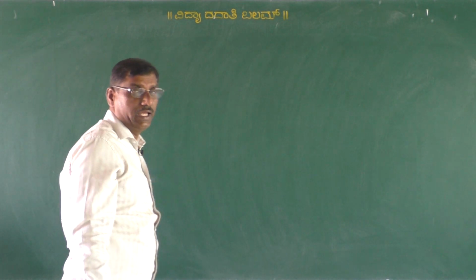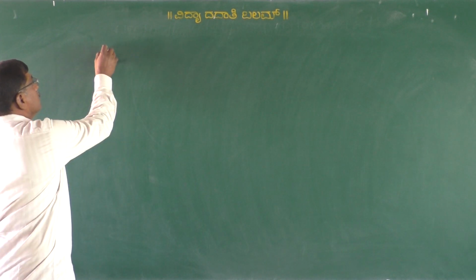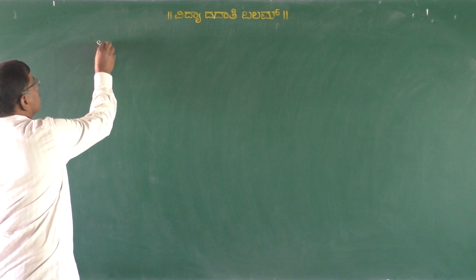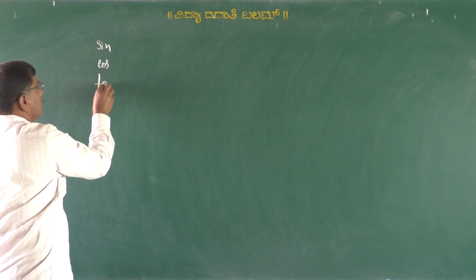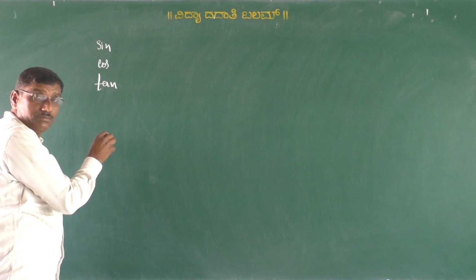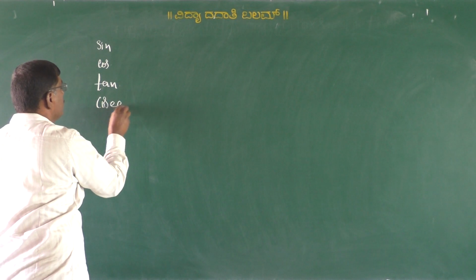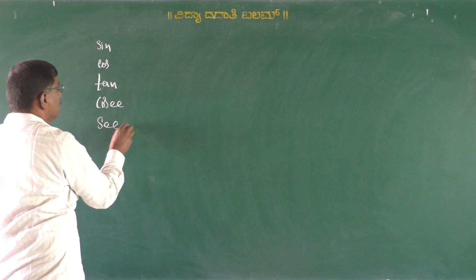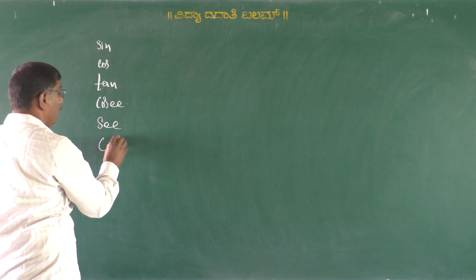How, sir? See here, my dear students. First we have to write sine, cos, tan, cosecant, secant, and the last one is cot.